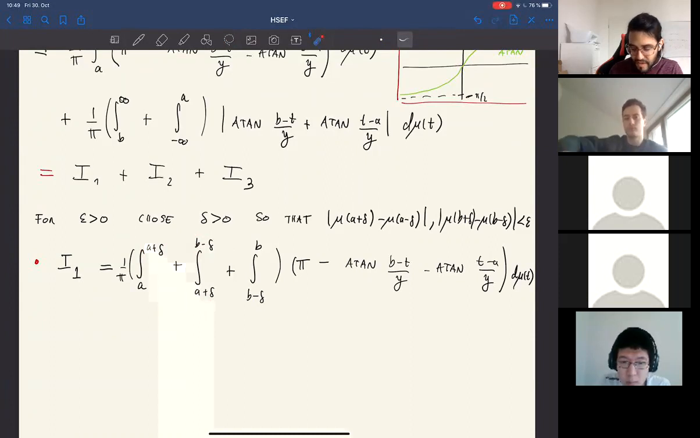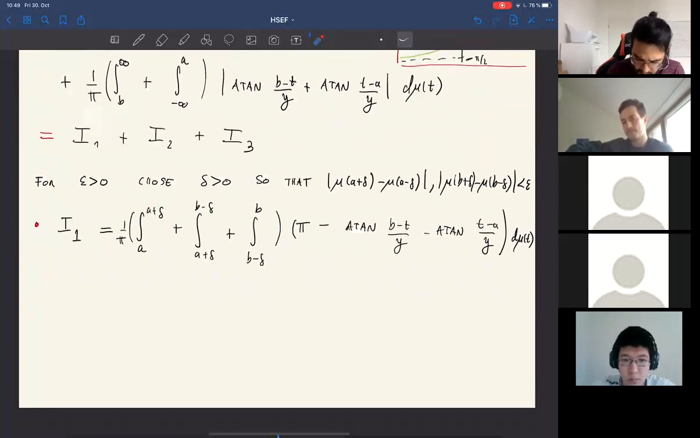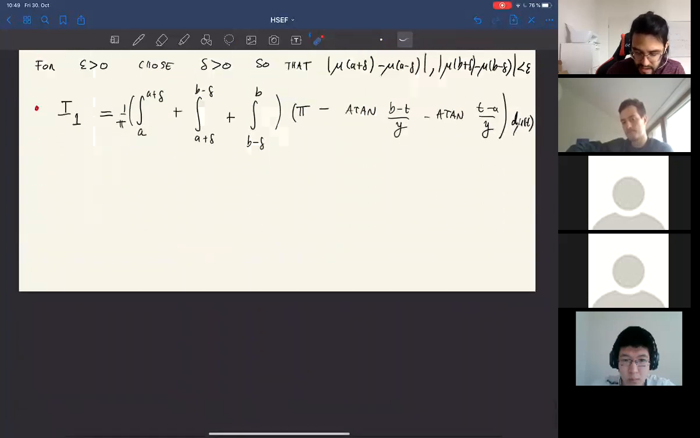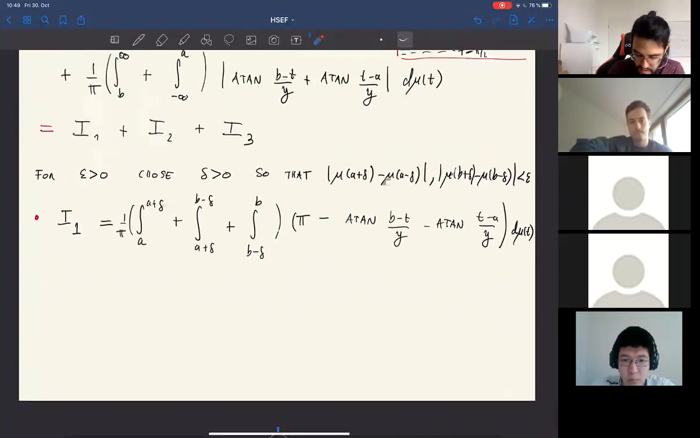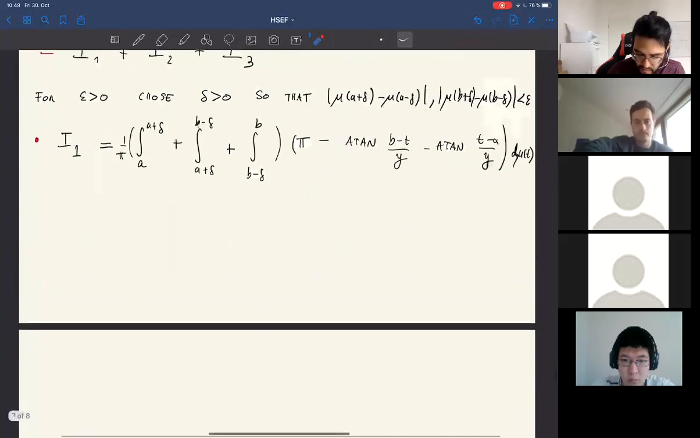Because the points of discontinuity of this function here, the mu, are countable. Okay? So therefore, I can always assume that this guy is a point of continuity. So let me stick with that. I will explain in a moment why. Well, maybe I can even explain it right now.